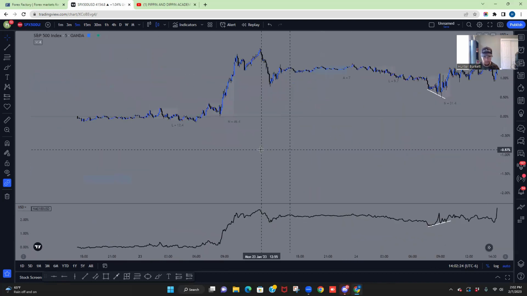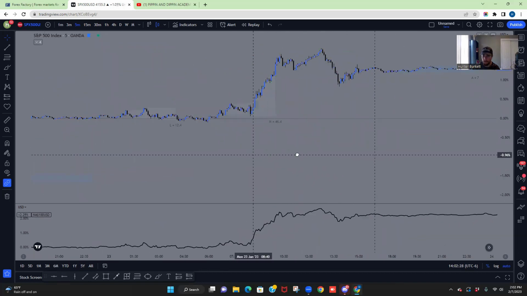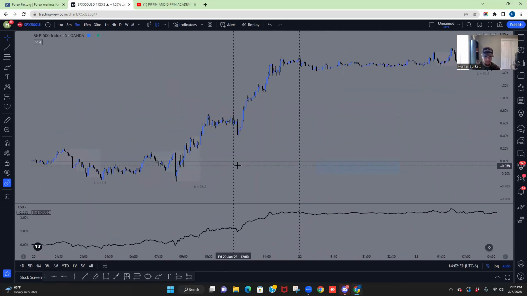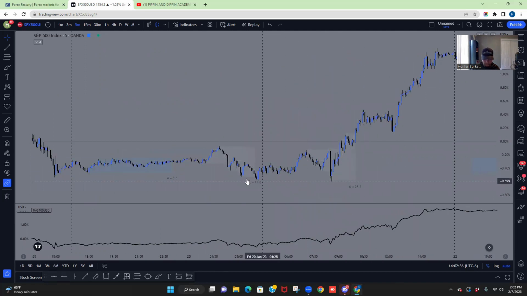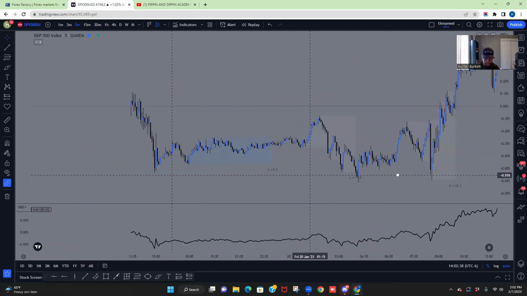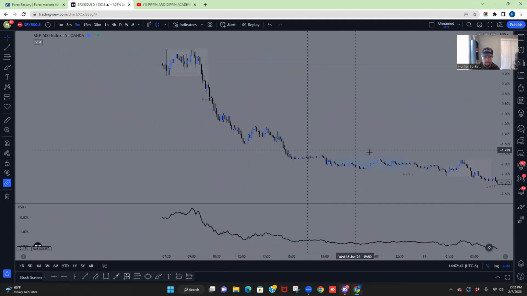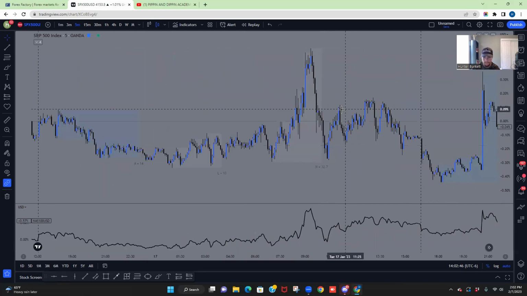But let's look at a few more examples. Let's look at a reversed example versus what I've been showing. I kind of want to look at a sell example.